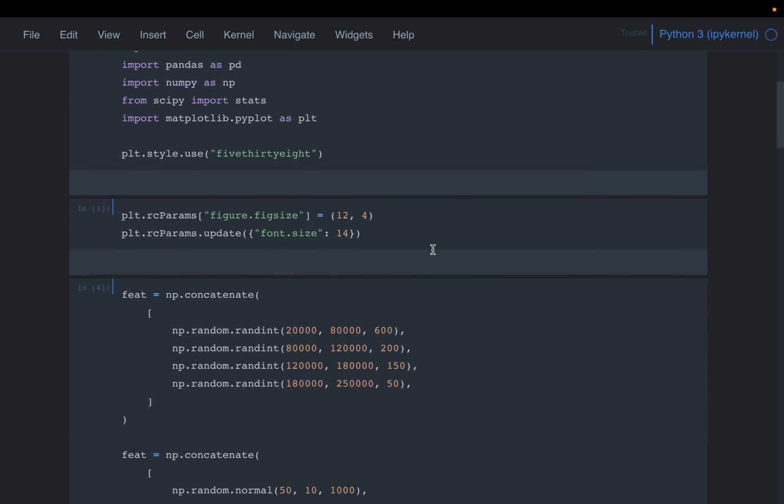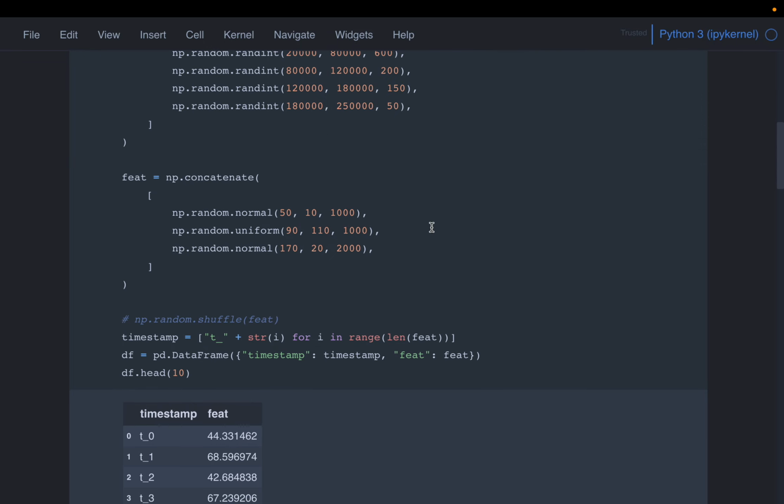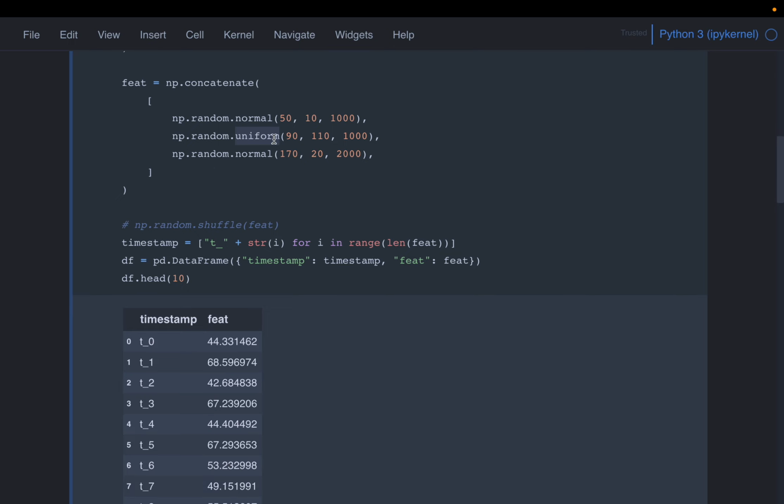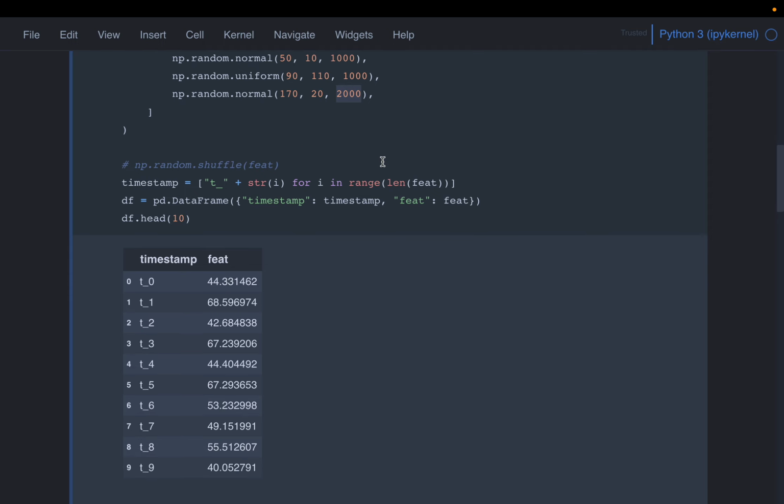So let's generate some data to test this algorithm. Again, here we are generating the data from three distributions. This time we are using a uniform distribution as well. In the previous video, we saw all three normal distributions. Here we have a uniform distribution between 90 and 110 in the middle. And for the third normal distribution, we have more data points. We have 2000 data points here.